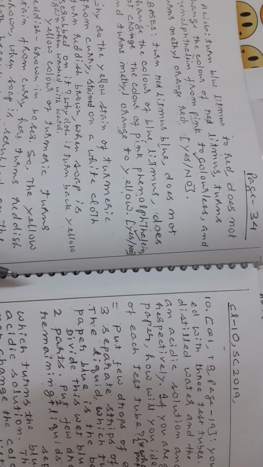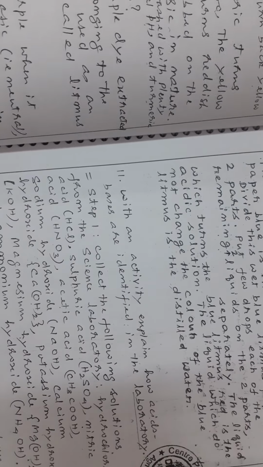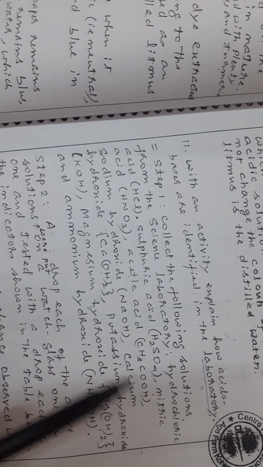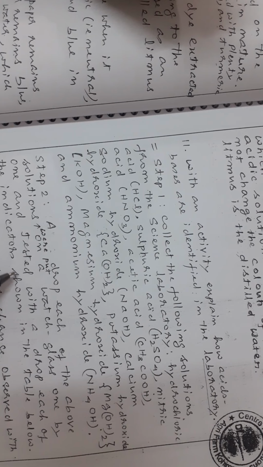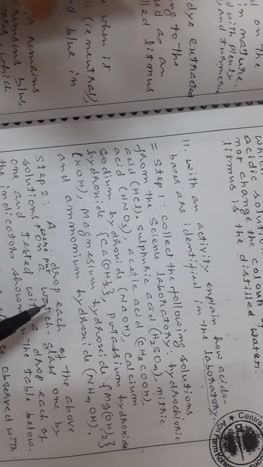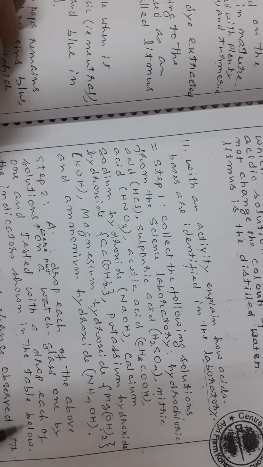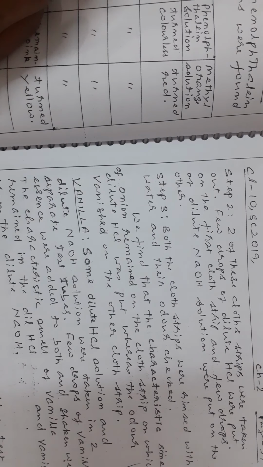Now once you get this, question number 4 and 5, we do this experiment. Step 1, you collect all these substances. Then step 2, you put a drop of each of the above solutions on a watch glass, a flat kind of small glass. There you put 2-3 drops one by one, and test with 1 drop each of the indicators shown in the table below: red litmus, blue litmus, phenolphthalein, methyl orange.